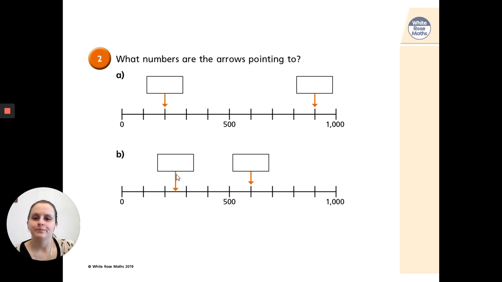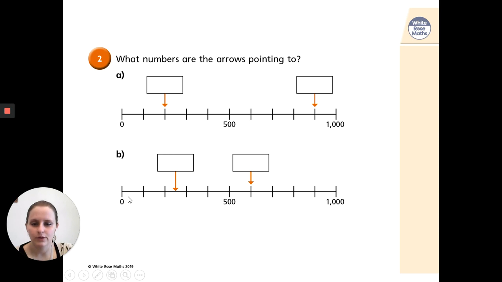Okay, question 2. So what numbers are the arrows pointing to? Have a look at A. So we start at 0, we've got 500, and we've got 1,000. So have a think again. So count up the increments. How many do you have? If I have to divide this number into that amount of increments, what do you think they'll be? Now both of these are on one of the lines, so you know it's going to be a number that ends in a 0. It's not going to have any 1s because they're on the lines.